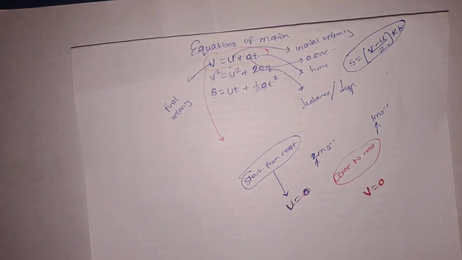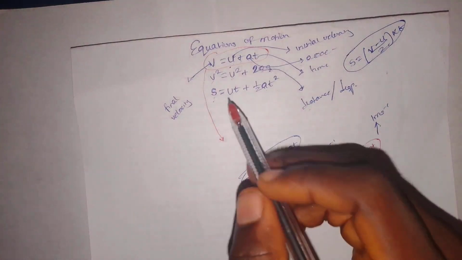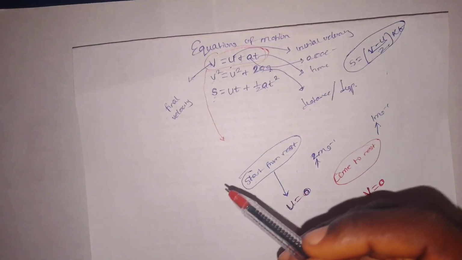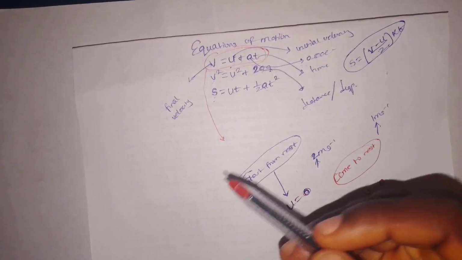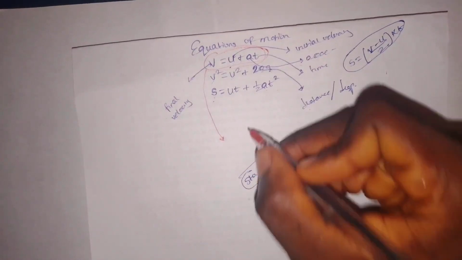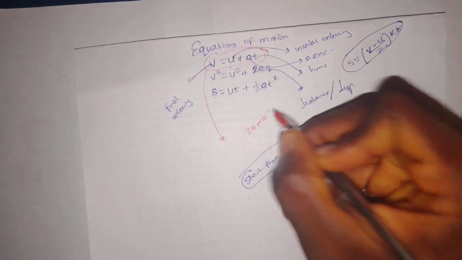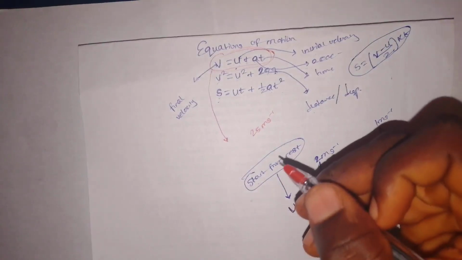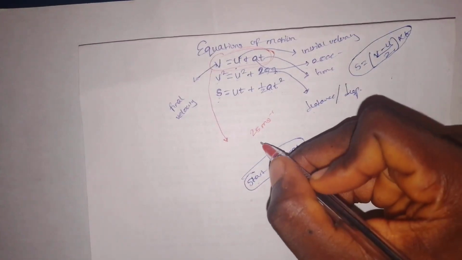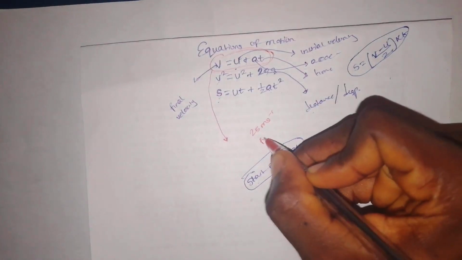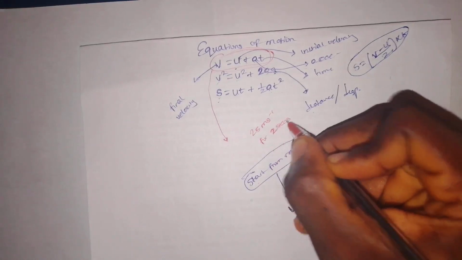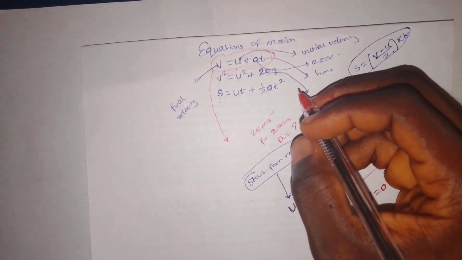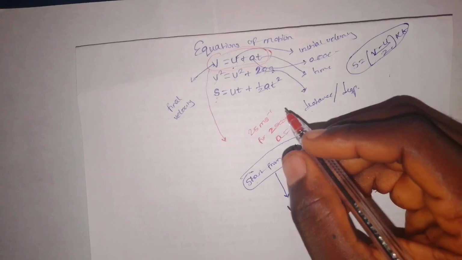For example, they say a train starts from rest and moves with the velocity of 25 meters per second for 2 seconds. Calculate the acceleration. Now, in this question, what is our u?